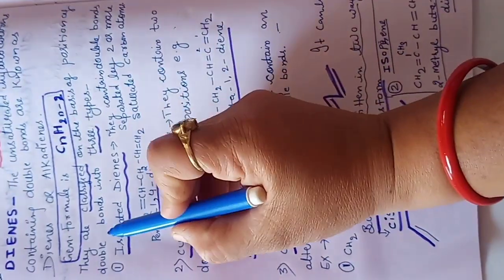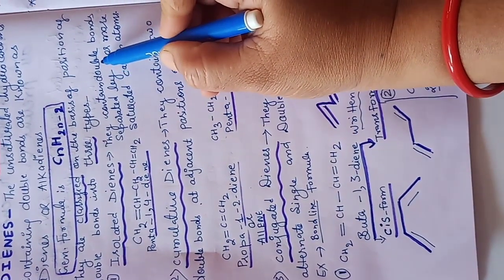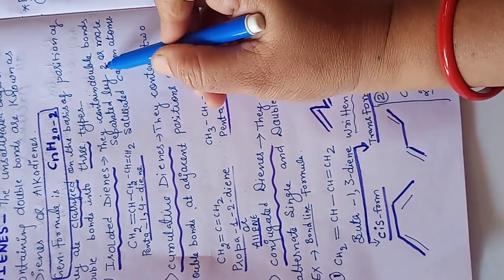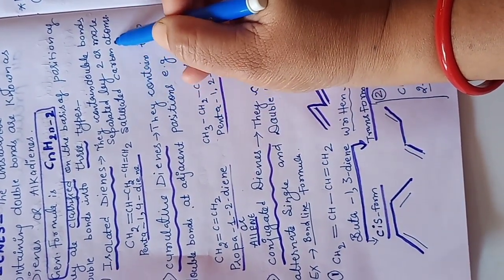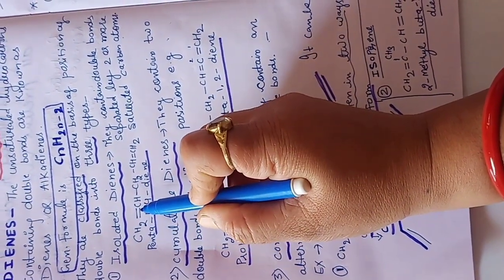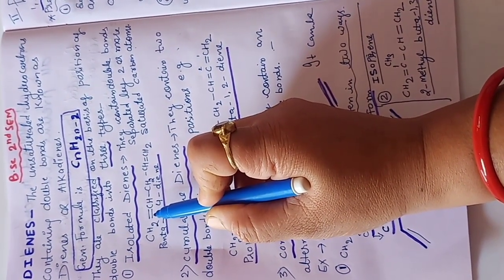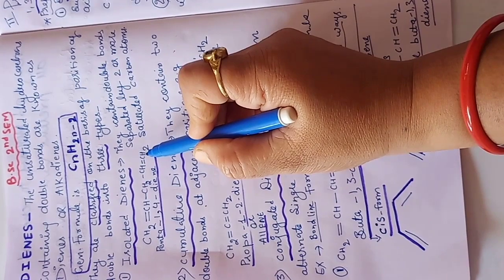First is isolated dienes. They contain double bonds separated by two or more saturated carbons. Now we can see the examples. This is a double bond and they are separated. The first double bond is on the first carbon, the second double bond is present on the fourth carbon position.